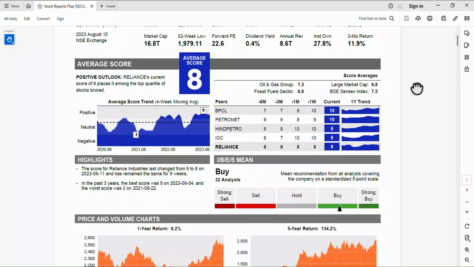This is telling you, before going deep into the study, he is saying go and buy, not a very strong buy, but a buy. So how many? 32 analysts are saying that. Okay. So let's go further down.